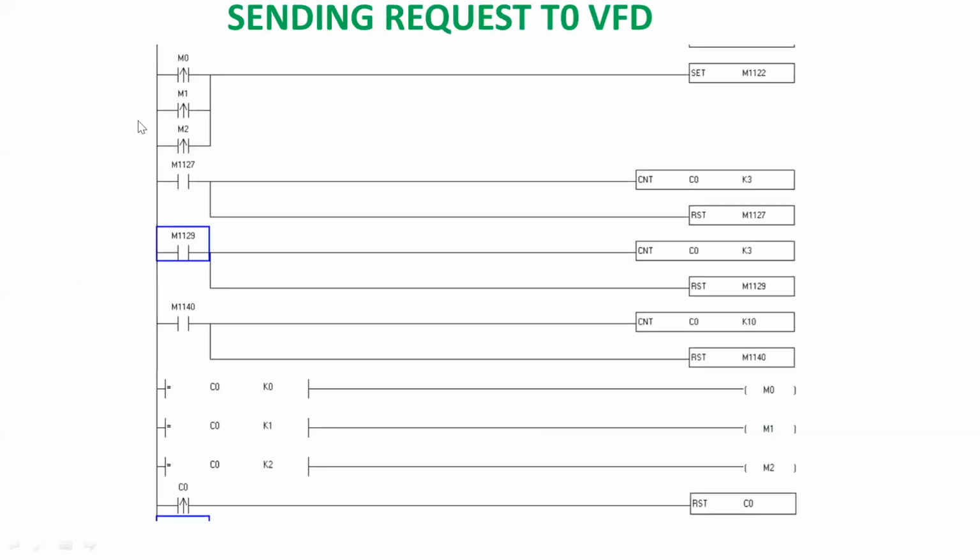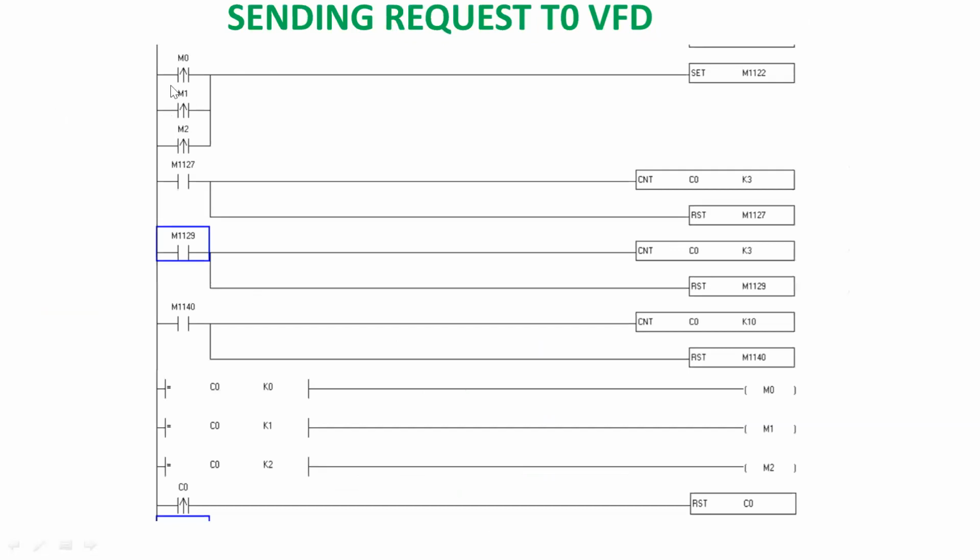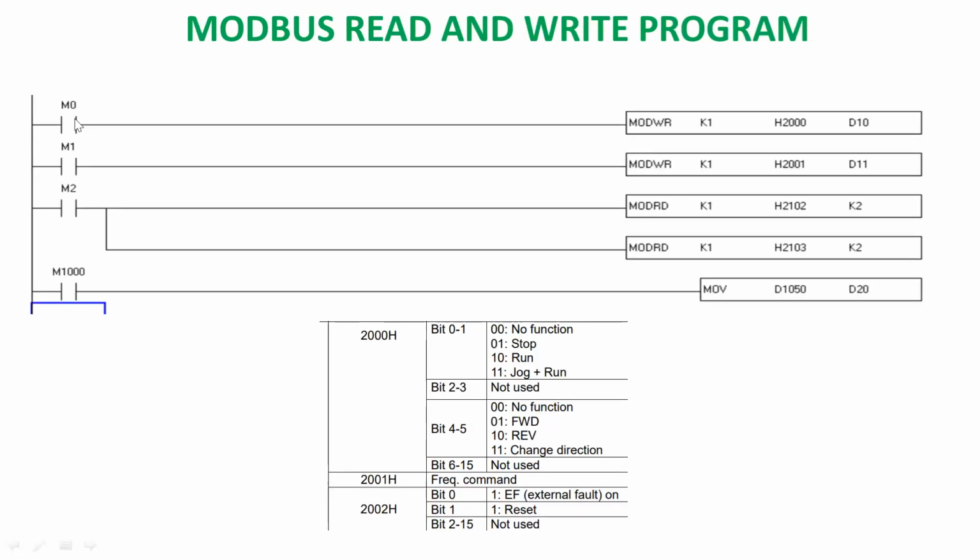Okay, say for example we have sent requests M0, M1, M2, right? What will M0 represent? M0 is going to take the responsibility of the on off at H2000. Say for example we have taken M0, right? MOD is Modbus, WR is nothing but write. K1 is what I told you in the starting, right? Of 9000, we need to take the first one. If you have drive 1, then we need to take K1.